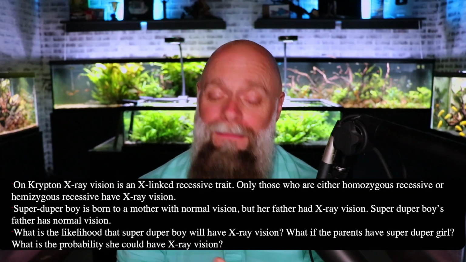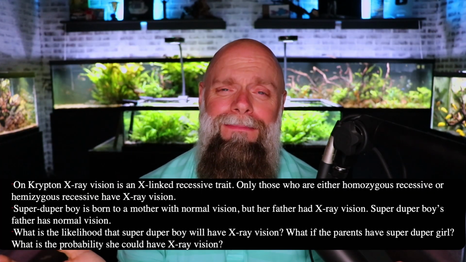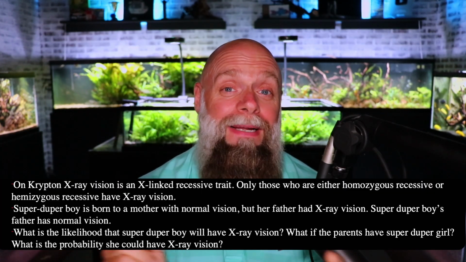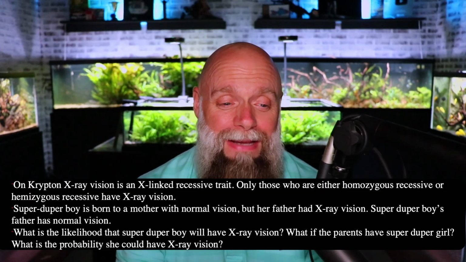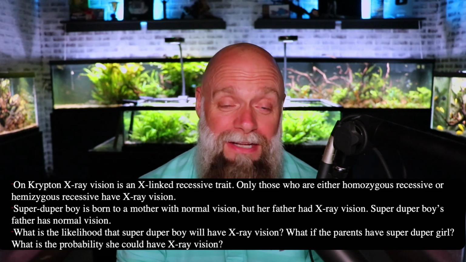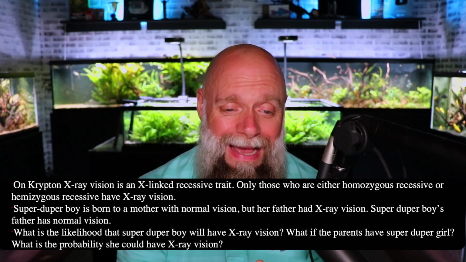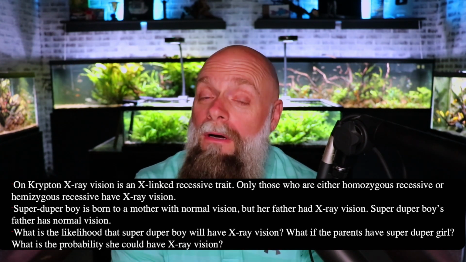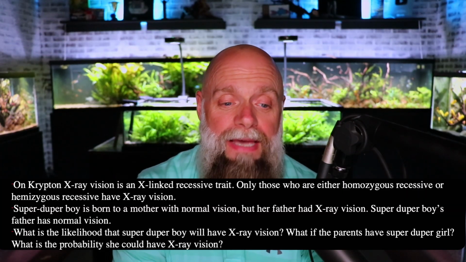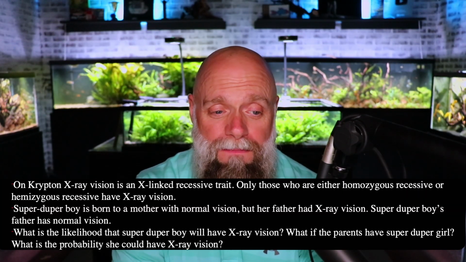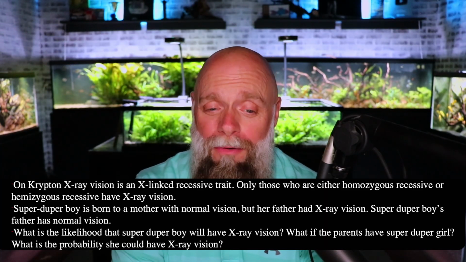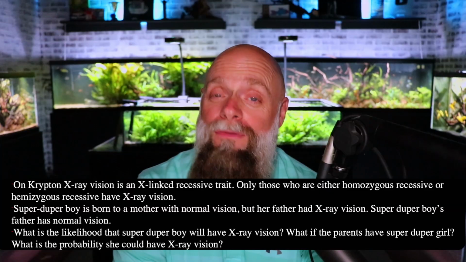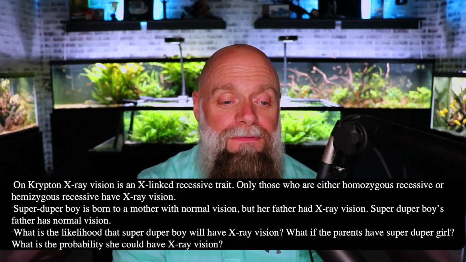We have a hypothetical question that, well, let's face it, the characteristics don't make any sense. But again, the point here is that we understand how to do these. And so here we have on Krypton, yes, that's right, X-ray vision is an X-linked recessive trait. Homozygous recessive or hemizygous recessive have X-ray vision. Super duper boy is born to a mother with normal vision, but her father had X-ray vision. Super duper boy's father has normal vision.